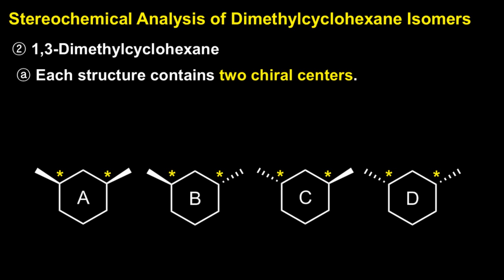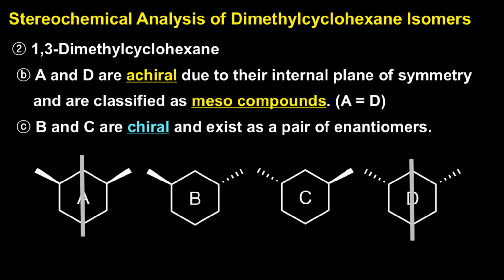If we take a closer look at the structures, we'll see that each one has two chiral centers. But that doesn't automatically mean that every structure is chiral. Some of them actually have an internal plane of symmetry, which makes the whole molecule achiral, even though it has chiral centers. That's the case for structures A and D. Because they have a plane of symmetry, they're superimposable on their mirror images, which means they're not chiral. In fact, they're considered meso compounds, and since A and D are mirror images and identical, we count them as the same molecule.